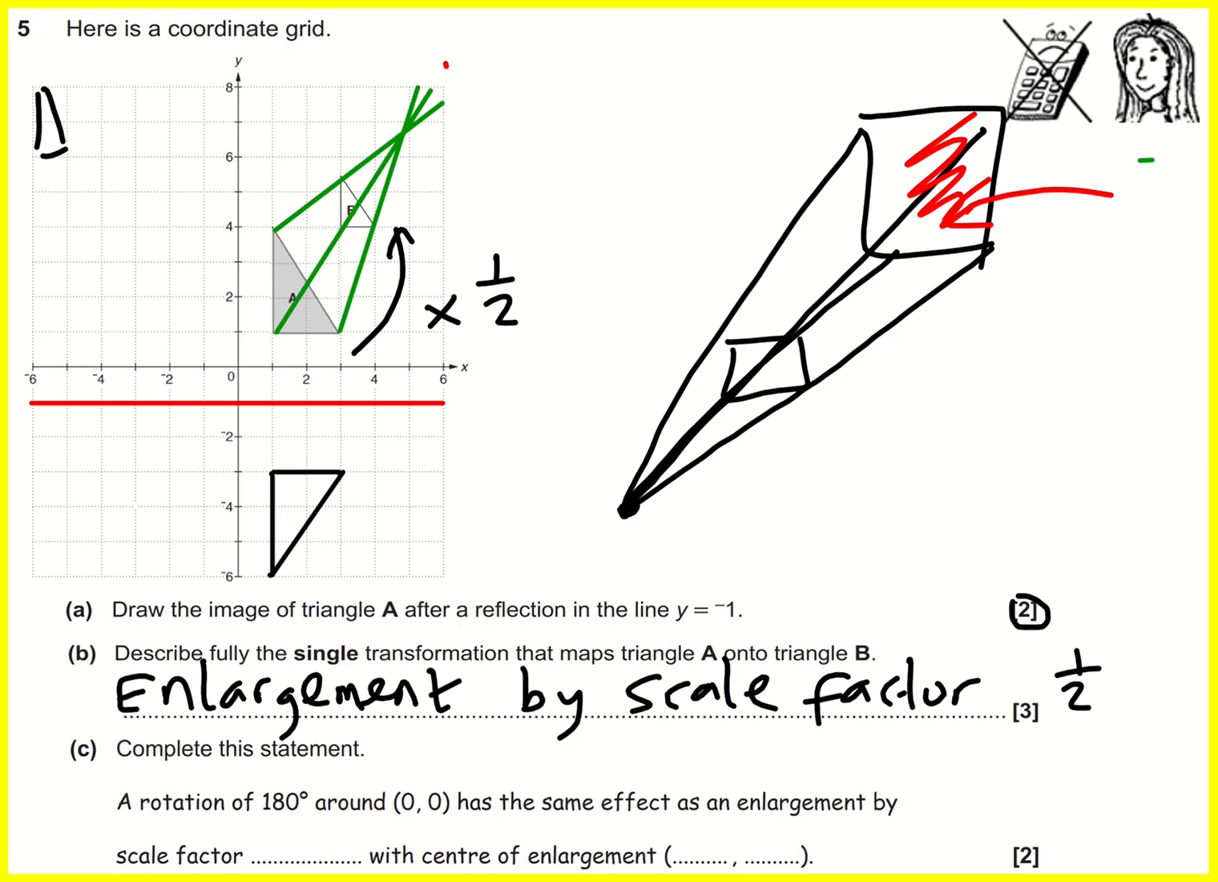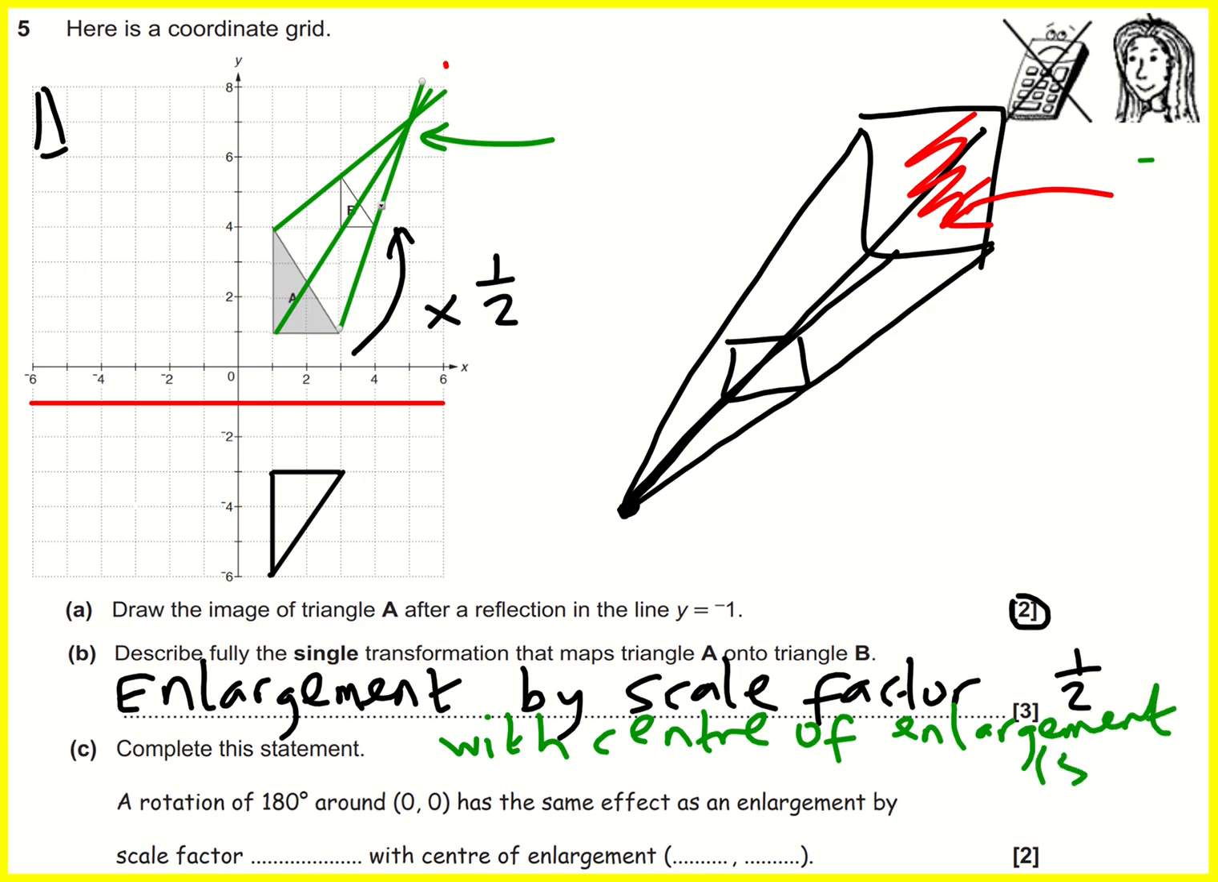Now, I don't think I've been quite as accurate as I should have, because you're probably thinking it's off the coordinate grid, but it should be on the coordinate grid. So let's just be a bit more careful. Okay, that's a bit better. You can see now, hopefully, that it is this coordinate here. It is 5, 7. So enlargement by scale factor 1/2 with centre of enlargement 5, 7.